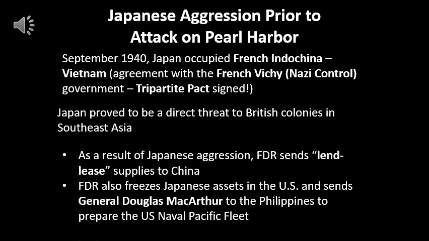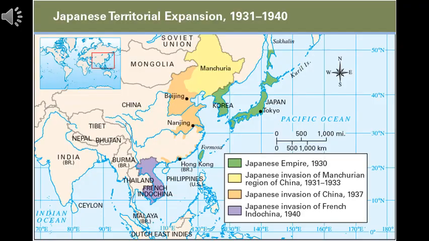As a result of Japanese aggression, President Roosevelt sends his Lend-Lease supplies to China. President Roosevelt also freezes Japanese assets in the United States and sends General Douglas MacArthur to the Philippines to prepare the Pacific Fleet. You can see from this map the area of Japanese expansion between 1931 and 1940.